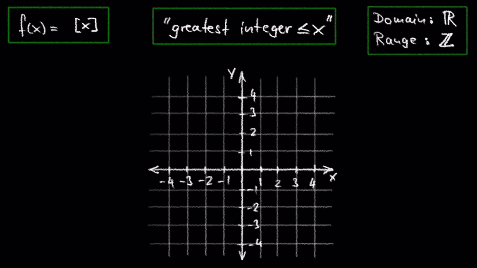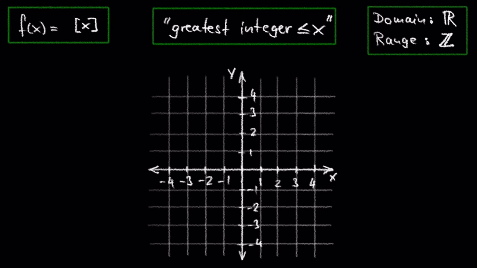Denoted with the square bracket or double brackets. So no matter what real number value for x you plug in, the function gives you the greatest integer less than or equal to x as its output. What does this mean exactly?